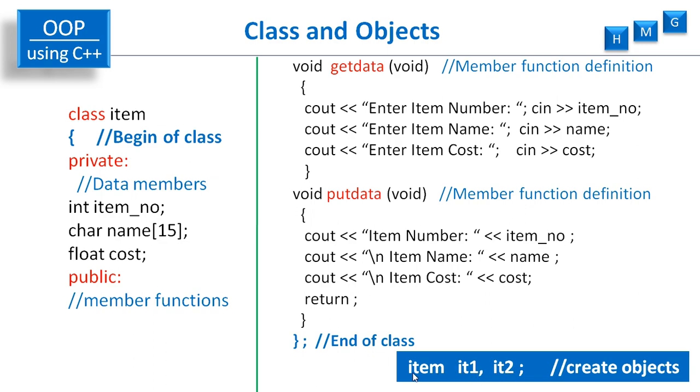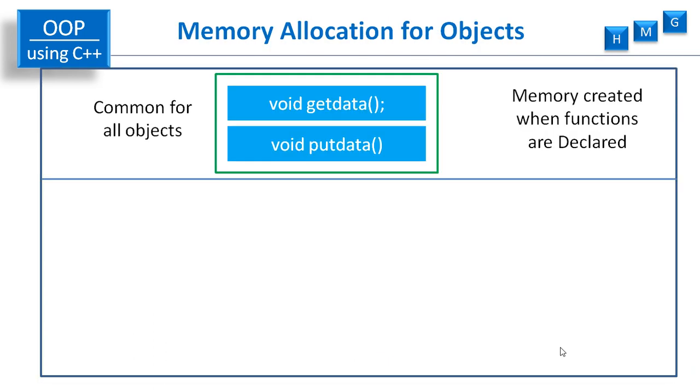Now let us see with the help of a diagram how the memory is allocated to these 2 objects IT1 and IT2. Here the common memory is created for both member functions. The first member function is get data, the second member function is put data. So the common memory is created for these 2 functions, and it is common for both objects IT1 and IT2.